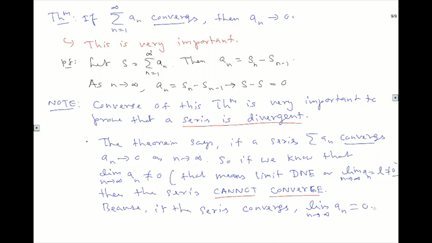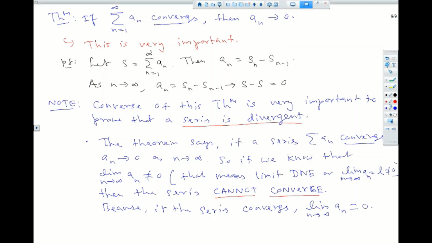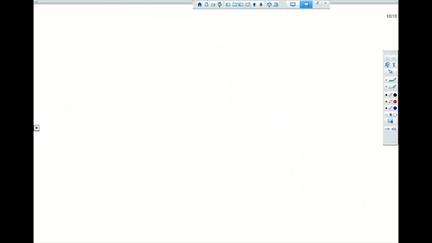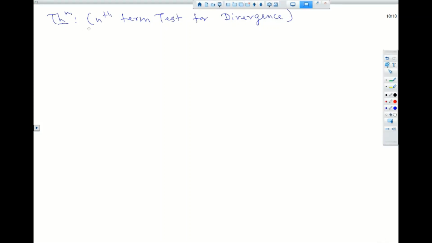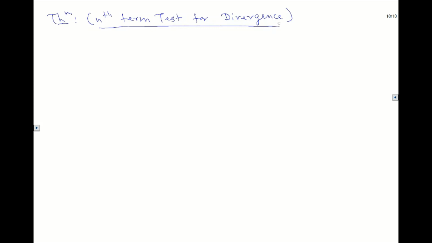Okay, good. So let's state the theorem now. This is what we call the nth term test for divergence. So we look at the nth term.